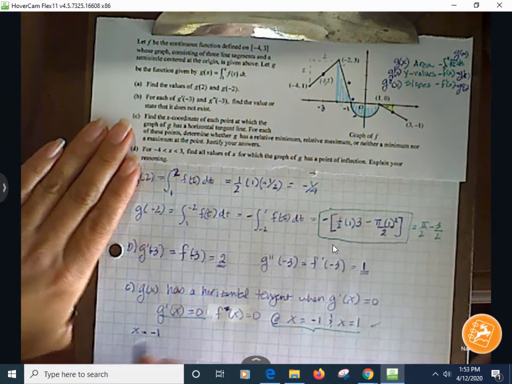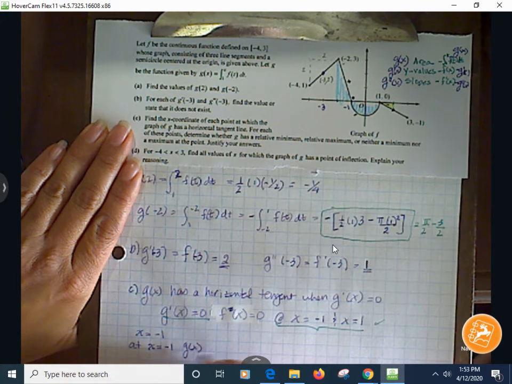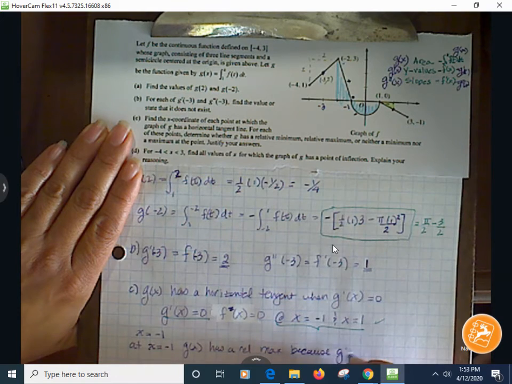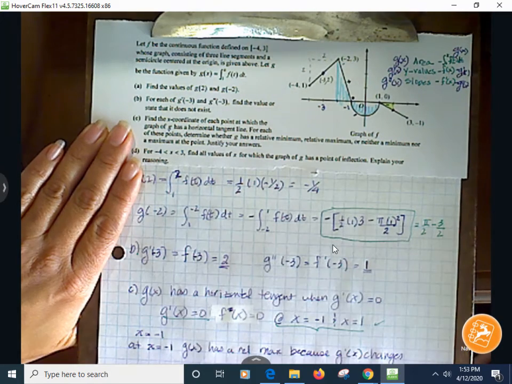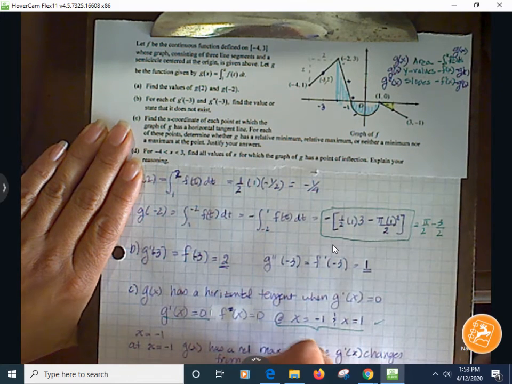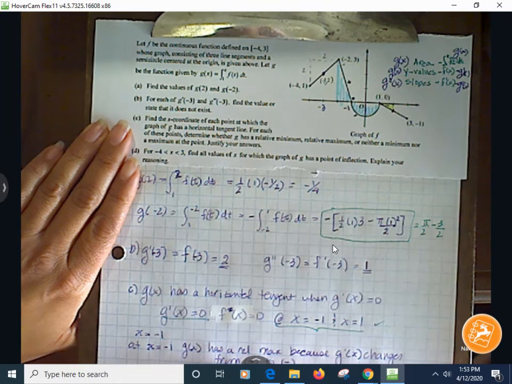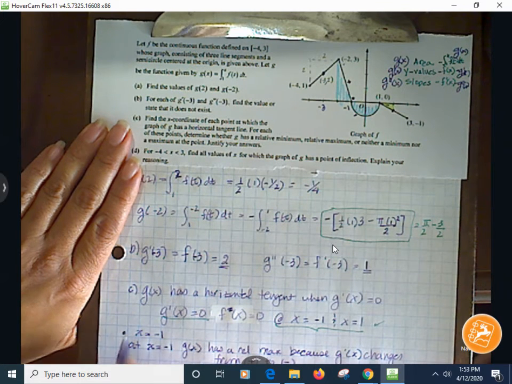Okay, so at x equal to negative 1, g of x has a relative max because g prime of x changes from positive to negative, because it would be different if it was negative to positive. Okay, so that's my first one.